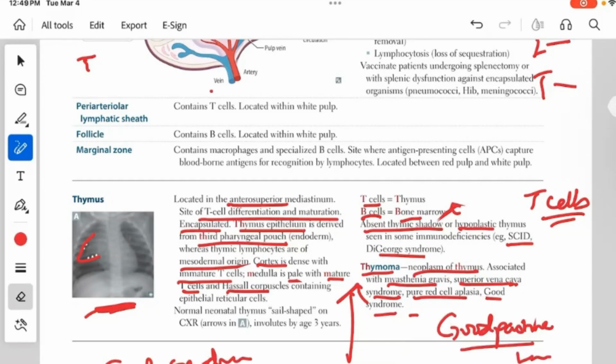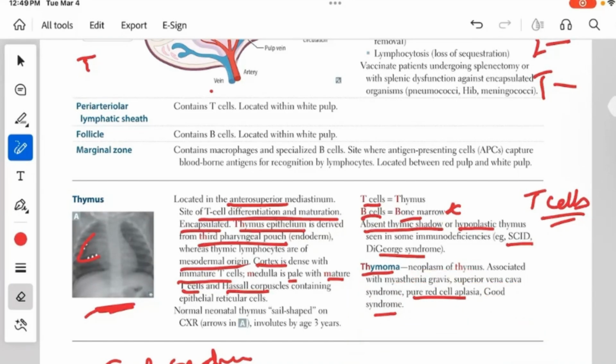Okay, so is there anything I am missing? Any questions?